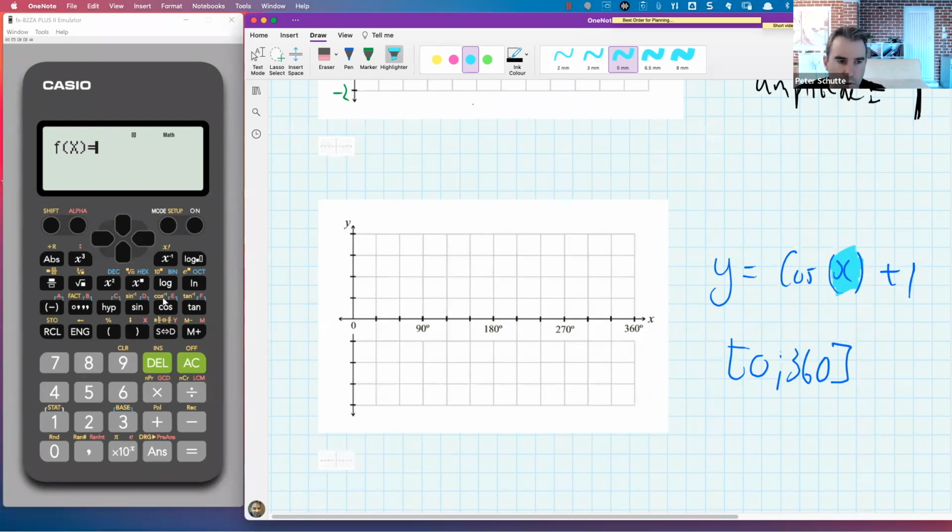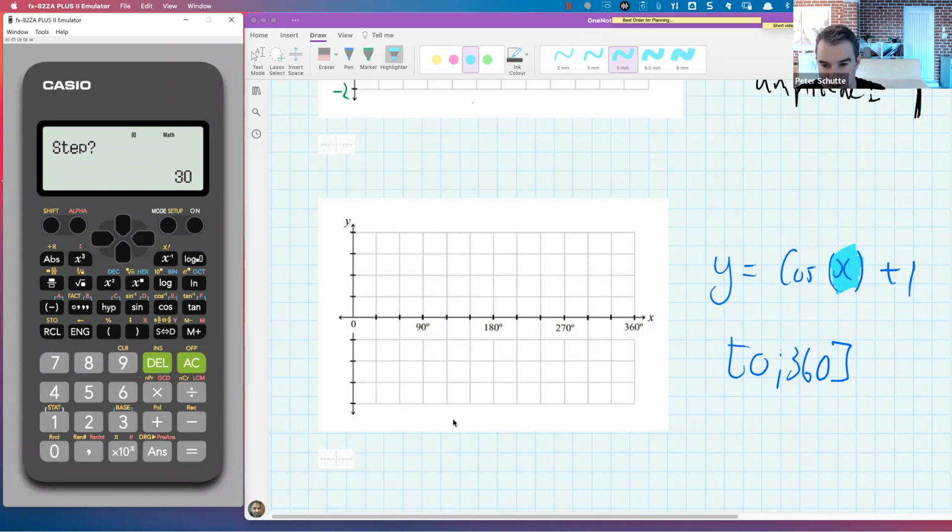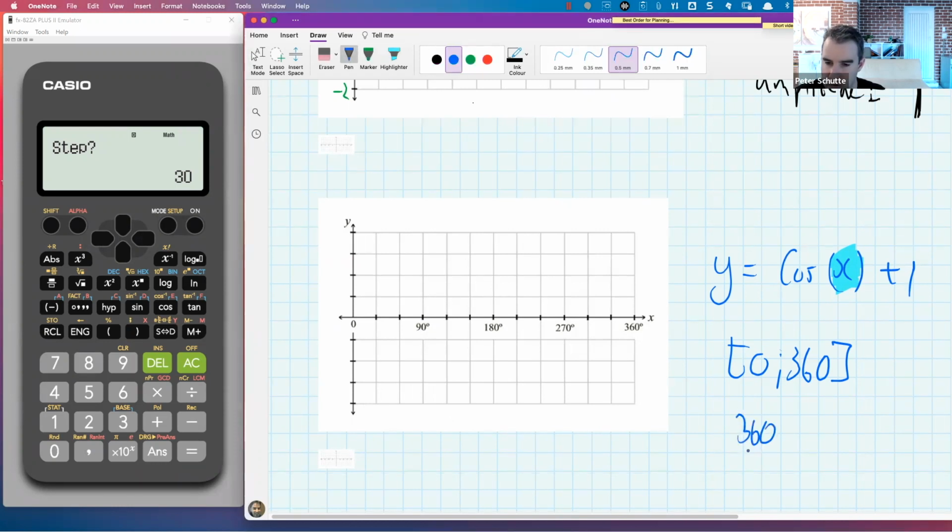Okay, so I have cos. I have to be careful about how I put this in. Close the bracket +1. Now, what is my step size going to be? It's not going to be 30. That was from the previous question. So my step size is just going to be, well, the period is still 360. And so my step size should just be 90.